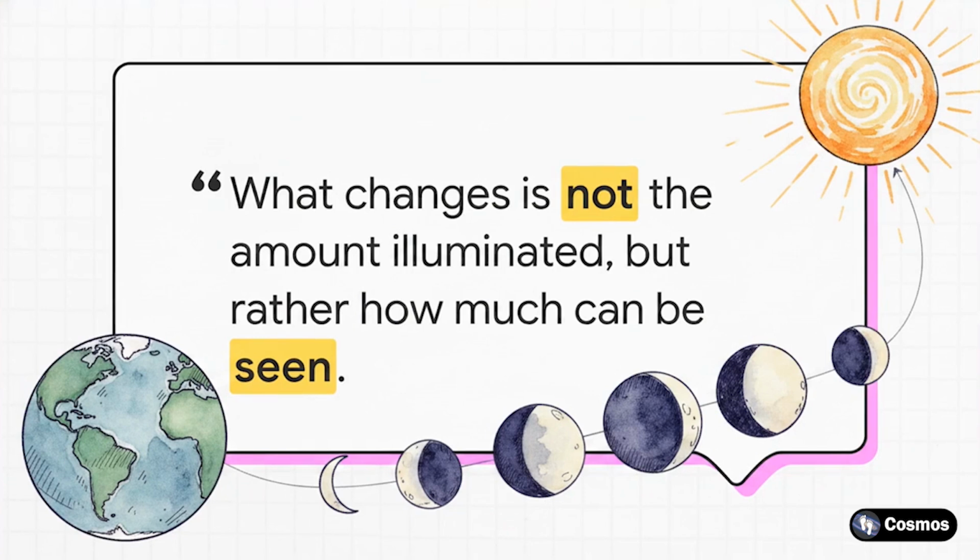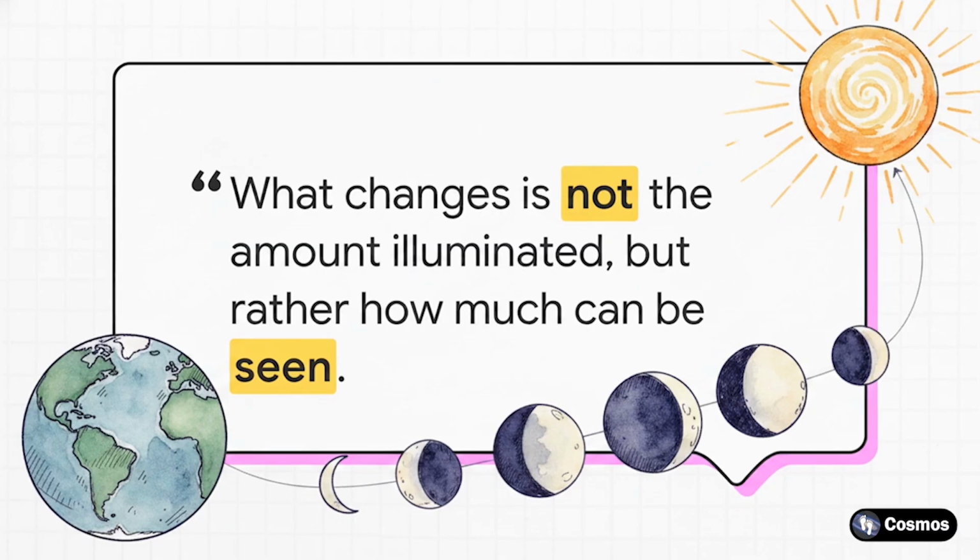So, it's incredibly common to think the moon changes shape because the Earth's shadow is somehow creeping across it, right? We've all kind of thought that at some point. But let's bust that myth right now. Listen to this crucial insight from our source material. What changes is not the amount of the moon that is illuminated, but rather how much can be seen. That right there, that's your aha moment. The changing faces of the moon are literally just an illusion created by our vantage point here on Earth.